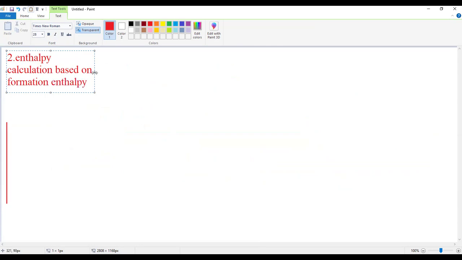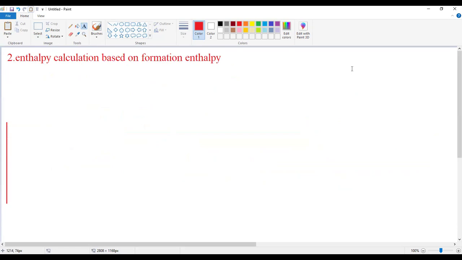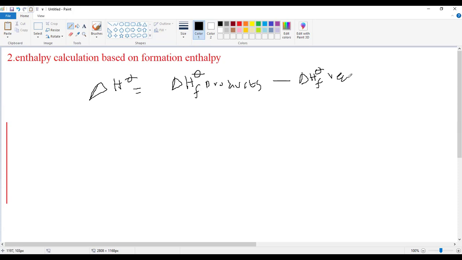Now there's another equation we can use to calculate the enthalpy change of reaction. First I'll write the equation. Standard enthalpy change is equal to standard delta HF of products minus delta HF of reactants. Delta HF means enthalpy of formation.